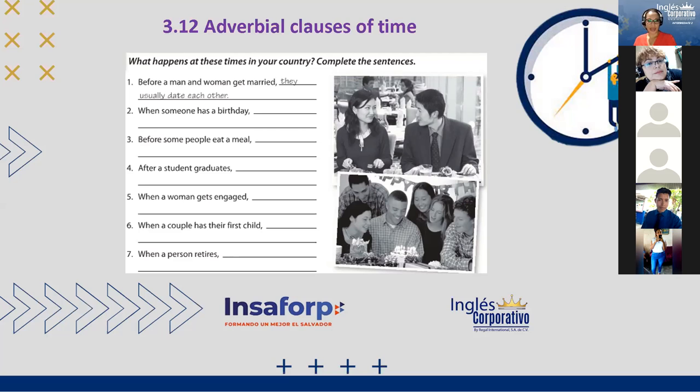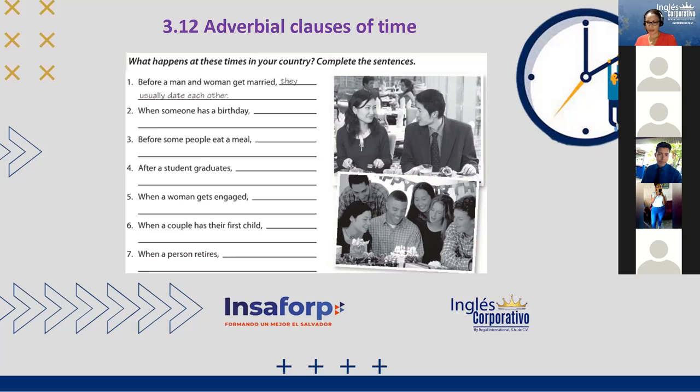Number 4, after a student graduates, what do you have? Me, teacher. Jesus? After a student graduates, they don't get a job. In this country, it's difficult, right? Okay, anybody else for number 4, after a student graduates? Me. Yes. I have he starts a new life. He starts a new life. Okay.